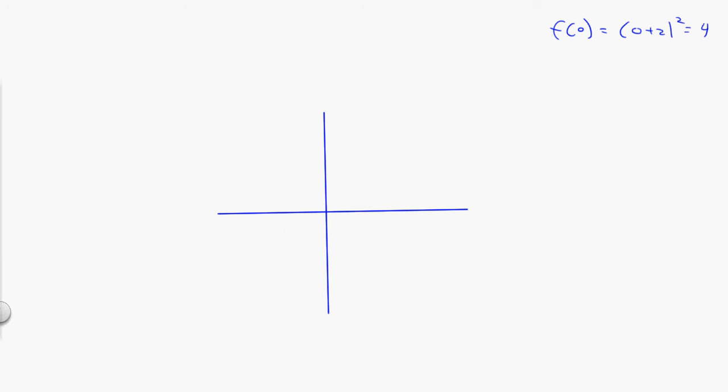Try to change color. It looks something like that, where this would be minus 3, so f of minus 3 is equal to minus 3 plus 2 squared, which is 1. It would be right there.